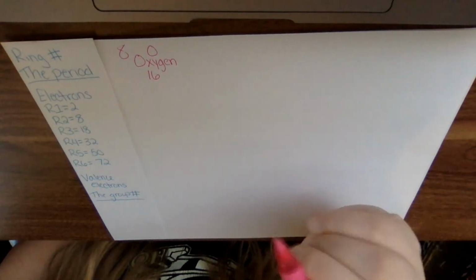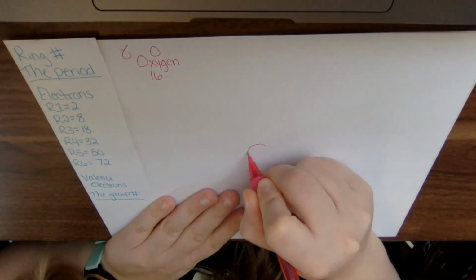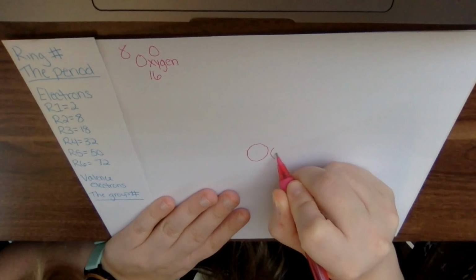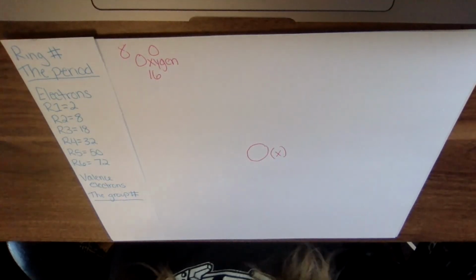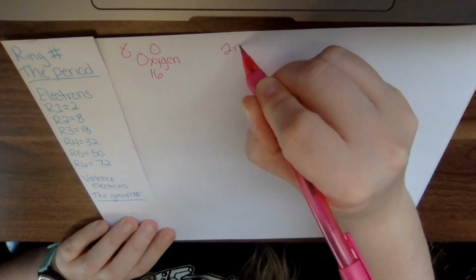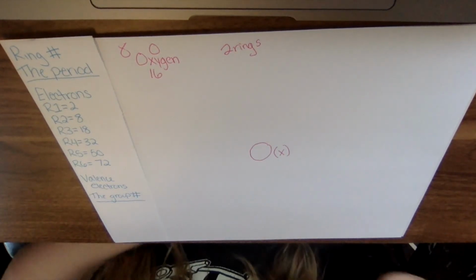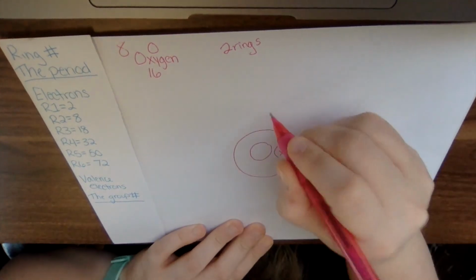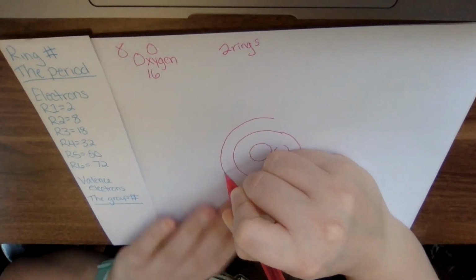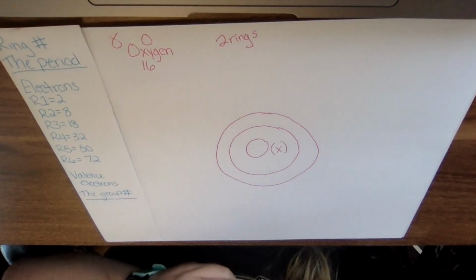So I'm first going to write the symbol of the element. So remember, I'm also going to put that X there. So OX. And oxygen is going to have 2 rings around it. So I need to start off by drawing those 2 rings. So I have 1 and 2. And now I need to start filling in the electrons.